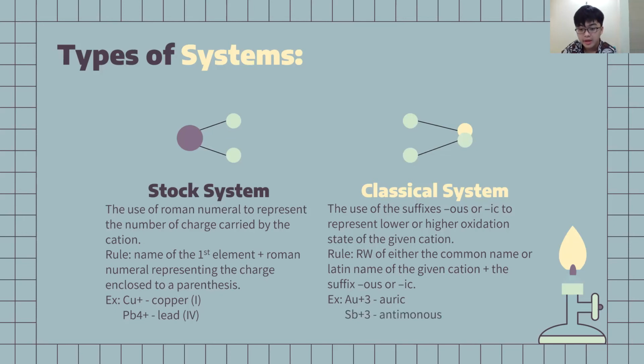Next, we have Sb, and the oxidation number is +3. So Sb, the charge is either +3 or +5. And here it is +3, so it is the lower charge. So the lower charge must use the suffix -us. So stibium, the Latin name of antimony, plus the suffix -us will become stibious.